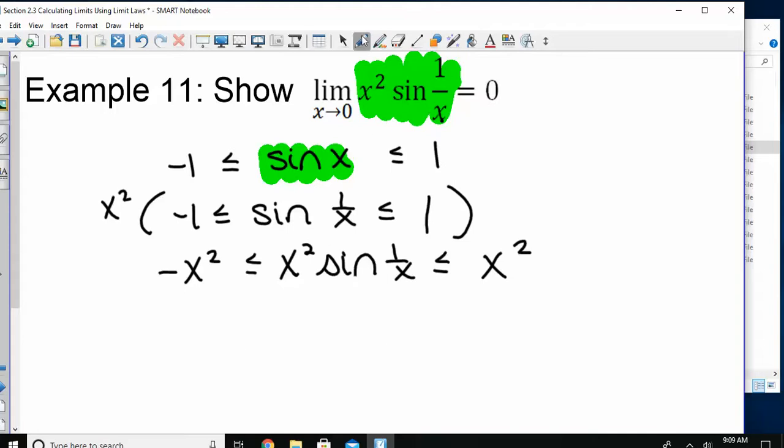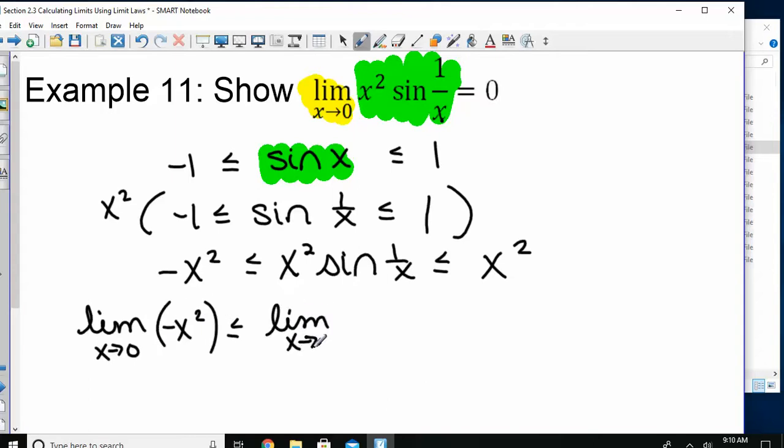Okay? The next piece we need in this, we have a limit, right? So I'm going to add a limit to all three of these pieces. The limit as x approaches 0 of -x squared is less than or equal to the limit as x approaches 0 of x squared sine 1 over x.